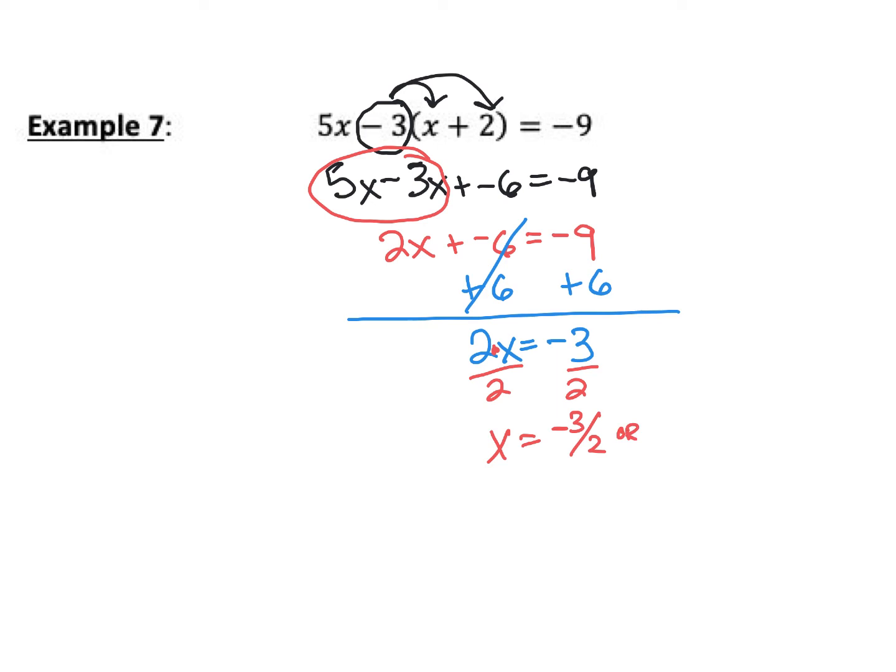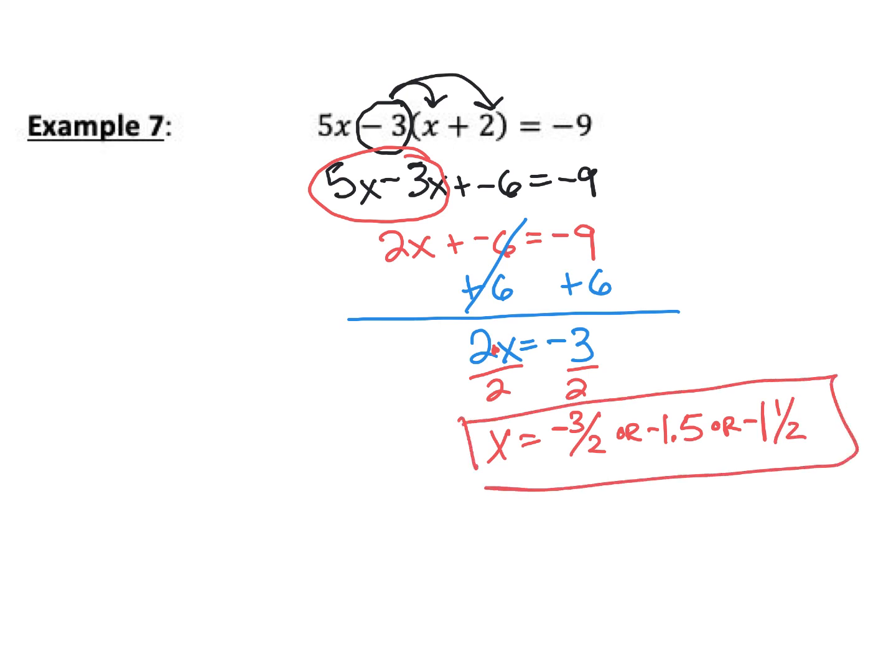We can also write it as negative 1.5. We can also write it as negative 1 and 1/2. So this is 3 different representations of what the answer is, but all of them are correct.